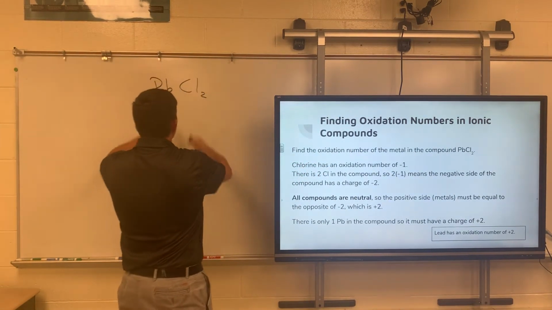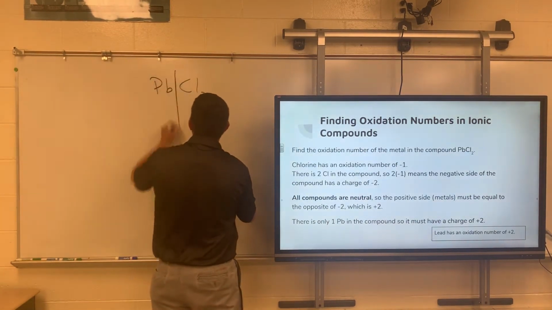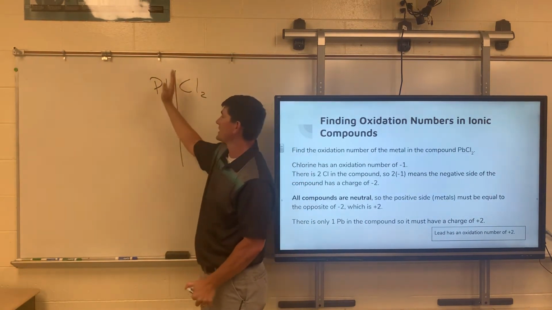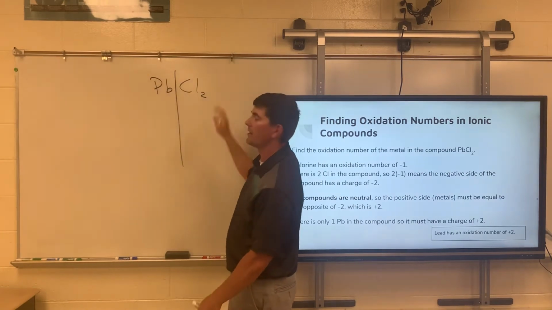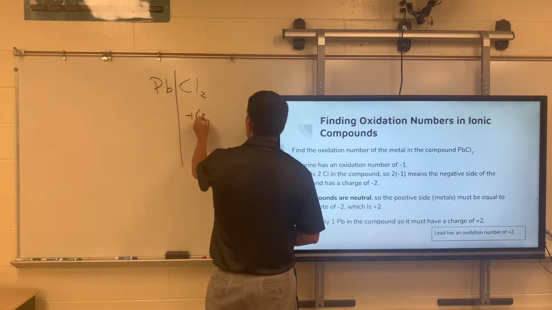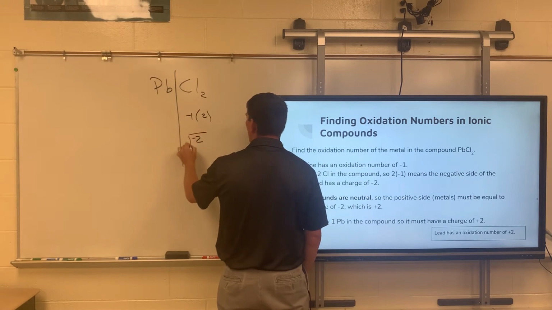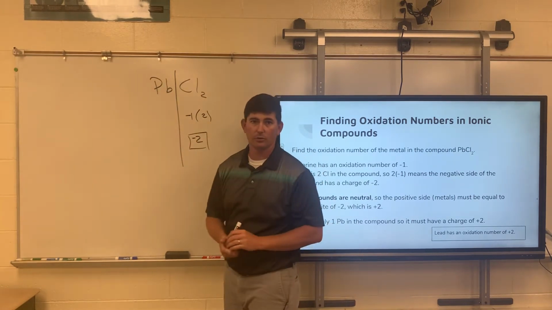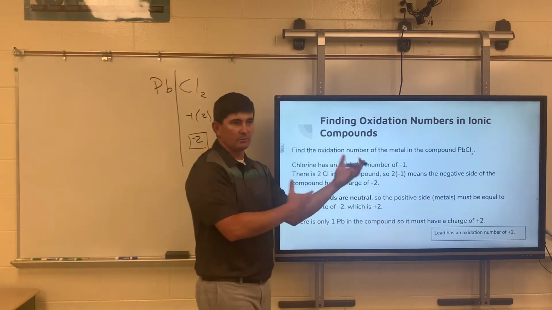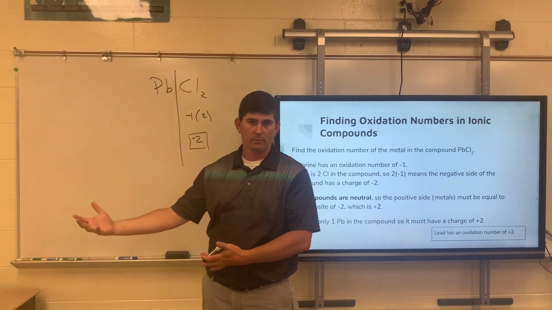Over here on the board, I'll write what you would write on your paper as you do this. The best thing you can do is draw a line dividing the compound in half into its cation, the positive side, and its anion, the negative side. And we simply say, okay, charge of the chlorine times how many chlorines we have, and that gives us the charge of this whole side, which is -2. So if the negative side is -2, then the positive side would have to be +2, right?